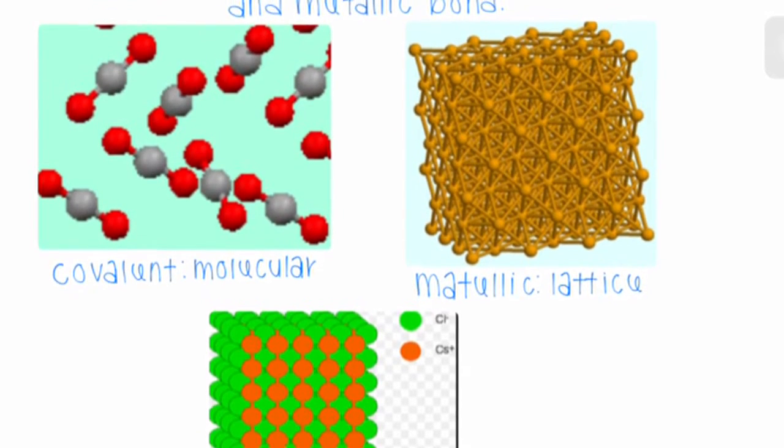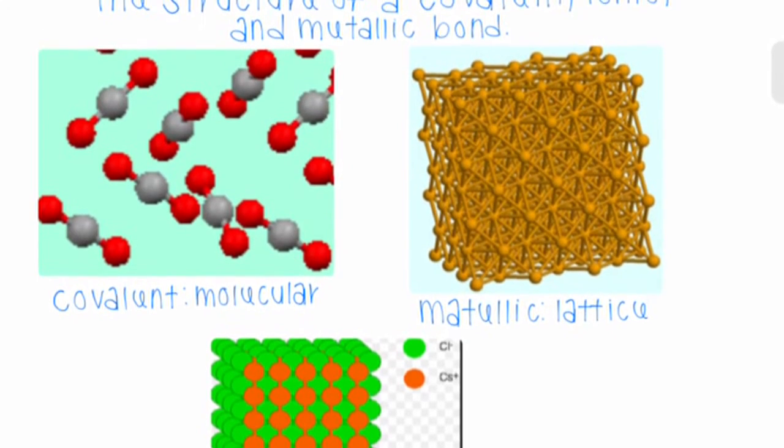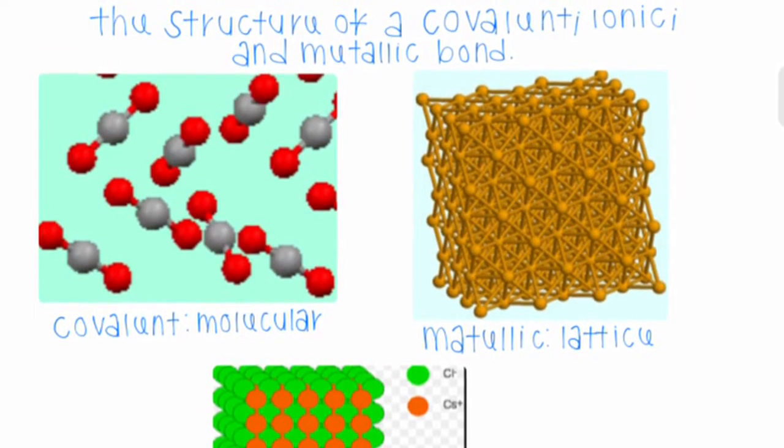The structure of a metallic and ionic substance is a crystal lattice, which is also known as a crystalline. The structure of a covalent substance is molecular.